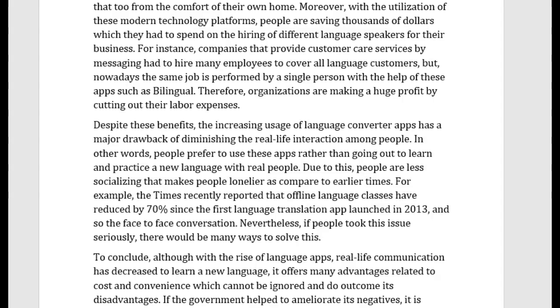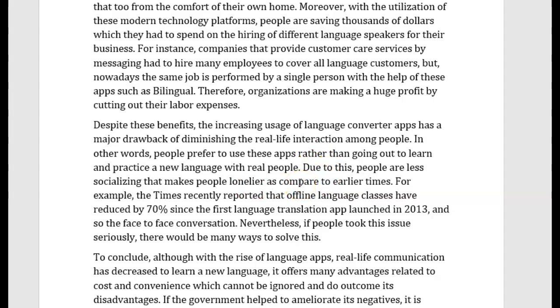Despite these benefits, the increasing usage of language converter apps has a major drawback of diminishing the real-life interaction among people. In other words, people prefer to use these apps rather than going out to learn and practice a new language with real people. Due to this, people are less socializing. How about people are socializing less? That makes sense. Which makes people lonelier as compared to earlier times.